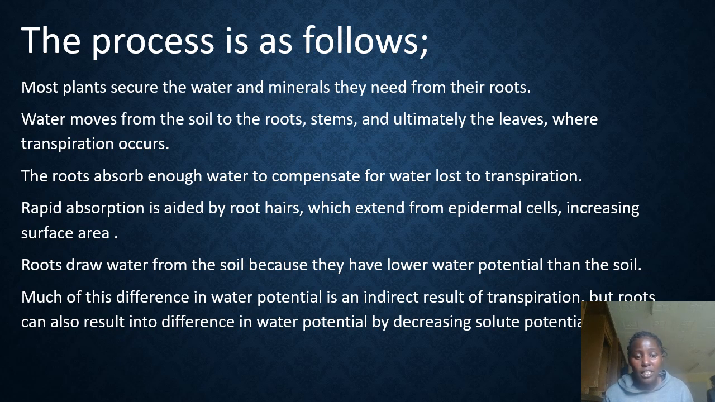Rapid absorption is aided by root hairs, which extend from epidermal cells, increasing surface area. Roots draw water from the soil because they have lower water potential than the soil. Much of this difference in water potential is an indirect result of transpiration, but roots can also create a difference in water potential by decreasing the solute potential. So this was a summary of water uptake from the roots to the leaves and then loss by a process called transpiration.